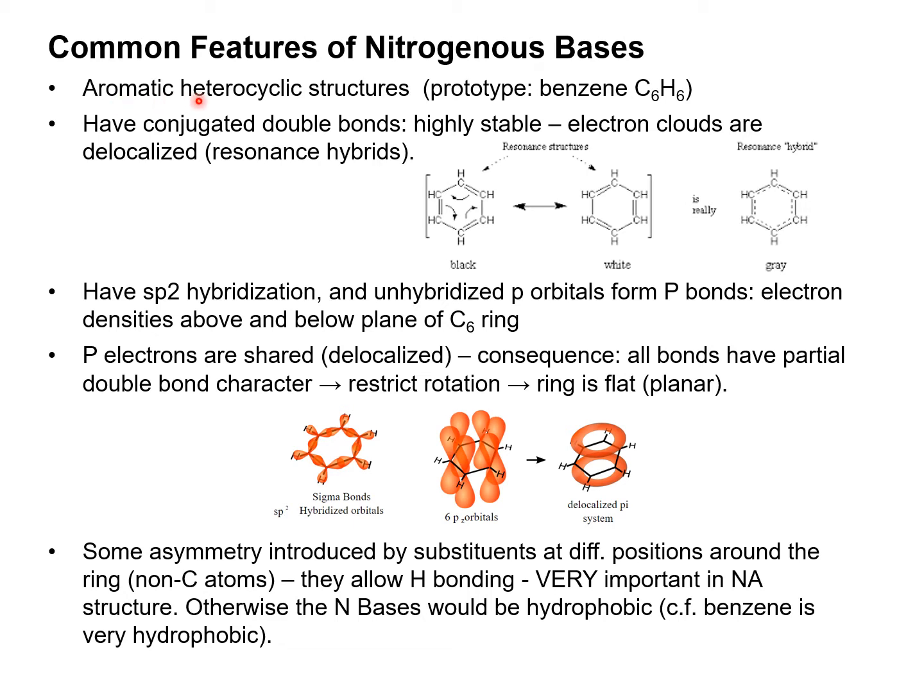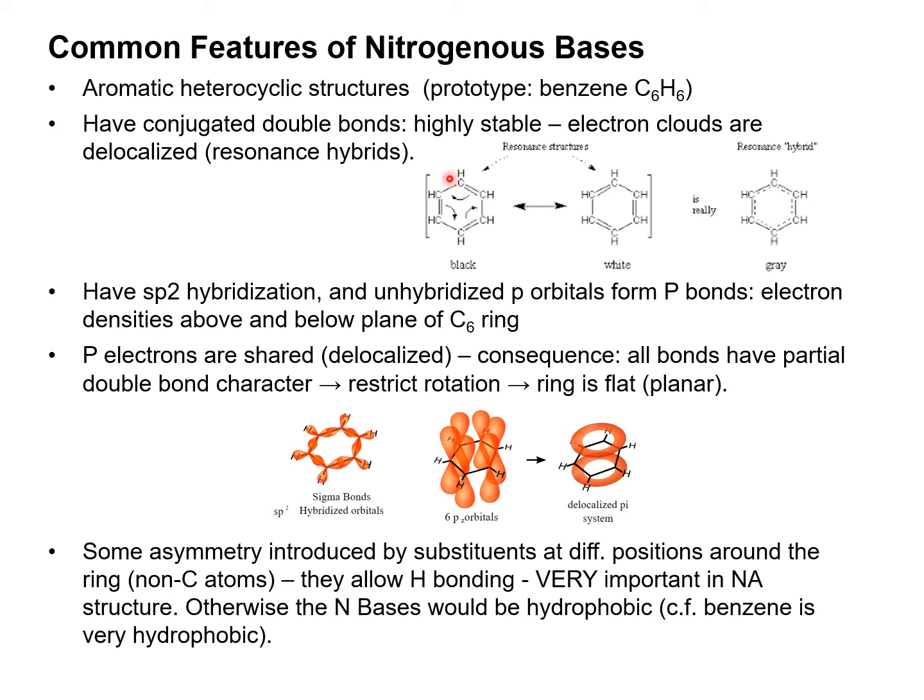So here are the common features of nitrogenous bases. First, they are aromatic heterocyclic structures, just like benzene, which has a C6H6 ring. And I'm pretty sure you're familiar with this benzene structure, but you can see it here too. And they have conjugated double bonds, which makes this 6-carbon ring structure highly stable because the electron clouds are delocalized here, meaning that a double bond formed between 2 carbon atoms can actually move to the neighboring carbon-carbon bond too to make the resonance structure. And also it's more like a dynamic structure, as you can see here, as a resonance hybrid.